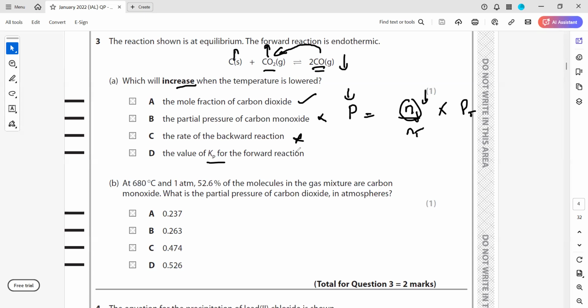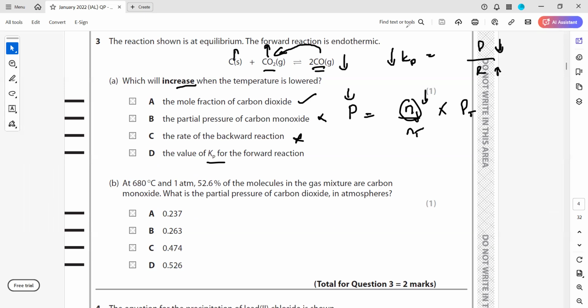And Kp for the forward reaction: the value of Kp is the pressure of the product divided by the pressure of the reactant. So the pressure of the reactant is increasing and the pressure of the product is decreasing. So what will happen to the Kp? The Kp will decrease, not increase. Clear? Because Kp depends on the pressure exerted by the product molecules divided by the pressure exerted by the reactant molecules.